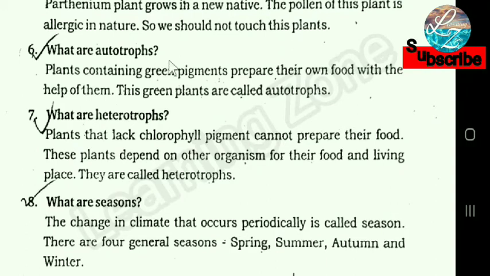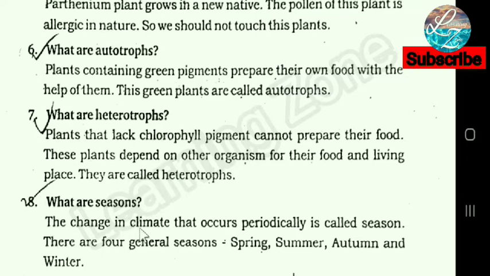What are autotrophs? Plants containing green pigments prepare their own food with the help of them. These green plants are called autotrophs. What are heterotrophs? Plants that lack chlorophyll pigment cannot prepare their food. These plants depend on other organisms for their food and living place. They are called heterotrophs.